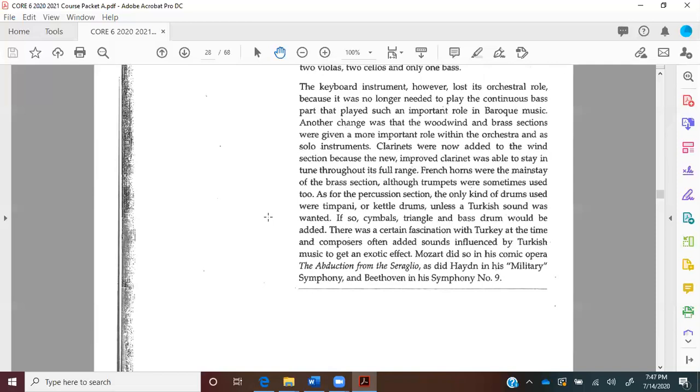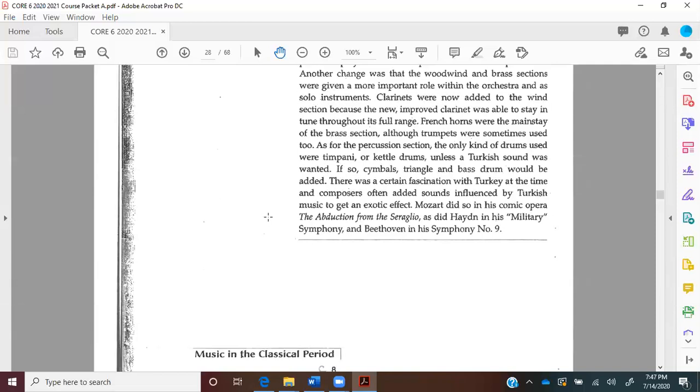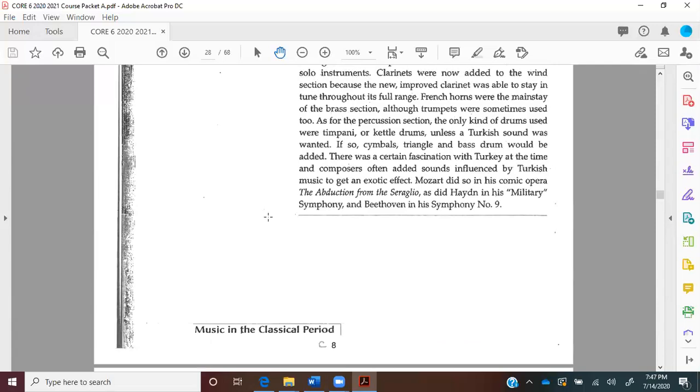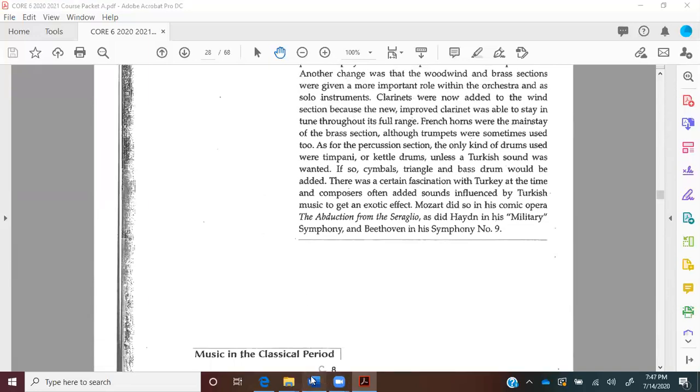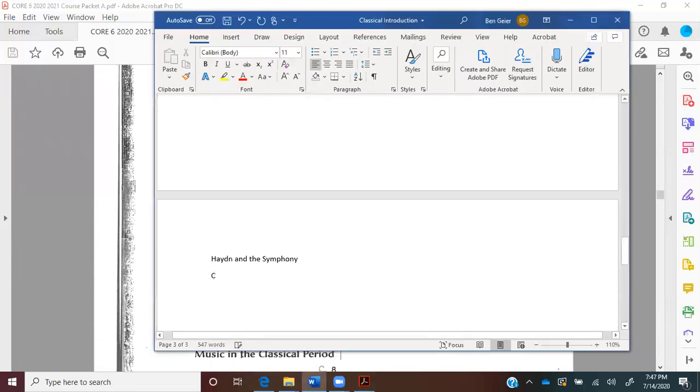There was a certain fascination with Turkey at the time, and composers often added sounds influenced by Turkish music to get an exotic effect. Mozart did so in his comic opera The Abduction from the Seraglio, as did Haydn in his Military Symphony and Beethoven in his Symphony No. 9. So what do we learn from that?